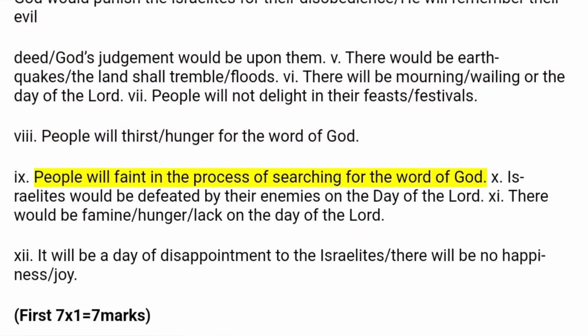9. People will faint in the process of searching for the word of God. 10. Israelites would be defeated by their enemies on the day of the Lord. 11. There would be famine, hunger and lack on the day of the Lord. 12. It will be a day of disappointment to the Israelites; there will be no happiness or joy.